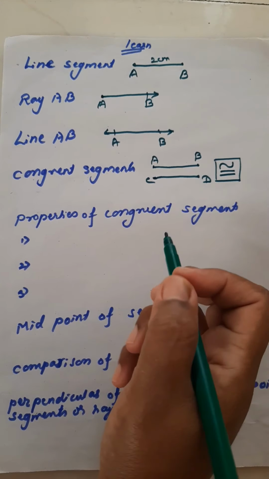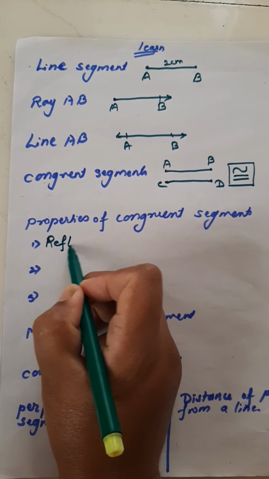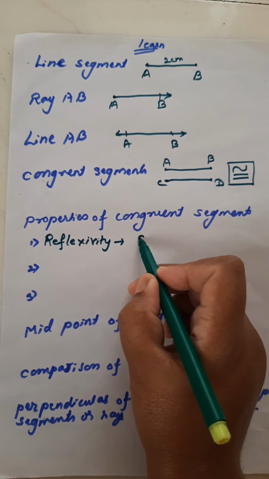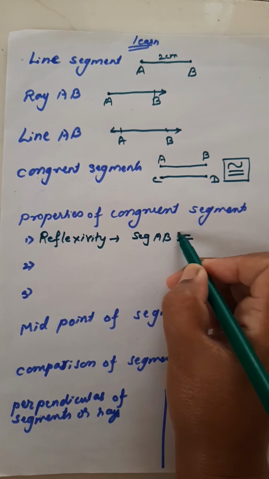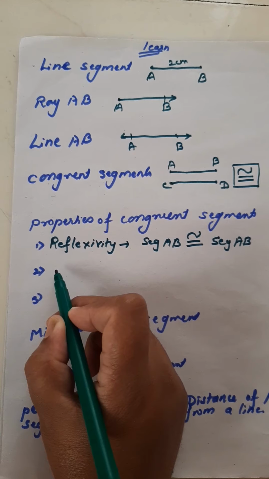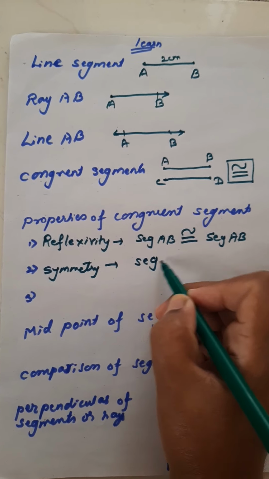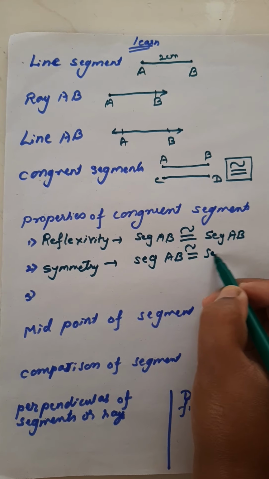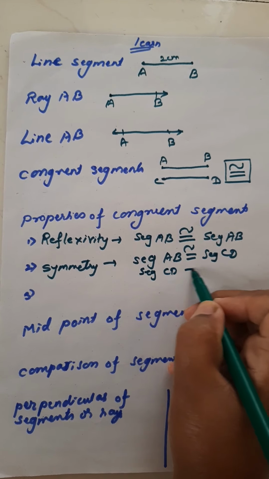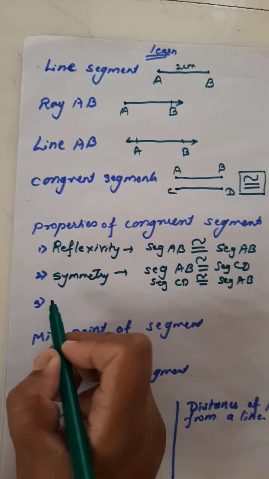Now, next point, I will explain the properties of the congruent segment. What do you mean by the properties? Number one, I will explain you reflexivity. In this, segment AB is congruent to segment AB, same. Second point, it is symmetry. In this, segment AB is congruent to segment CD as well as segment CD is congruent to segment AB. Do you understand this? And third, it is transitivity.